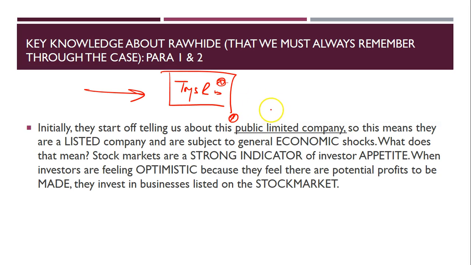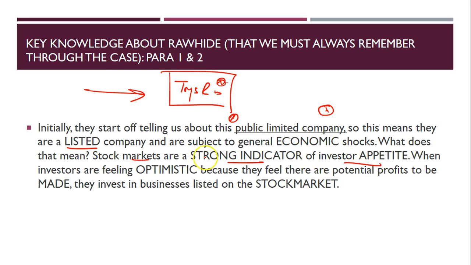Right, so we're told it's a public limited company. What does that mean? As soon as you're told it's a public limited company, you know it's a listed company. And that means that from a PESTLE point of view, they're subject to general economic shocks, right? Because if it's a listed company, stock markets in general are a strong indicator of investor appetite.